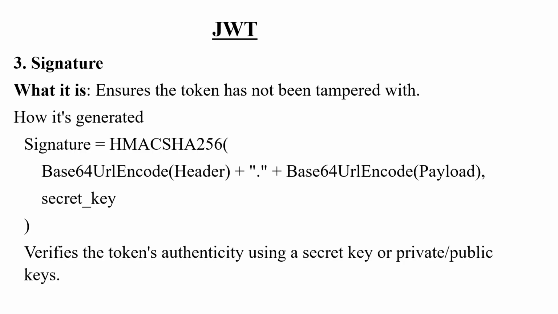Now, what are some of the security considerations for secret key? Number one, keep it private. If someone gets access to the secret key, they can forge valid JWTs. The other one is use a strong key. A weak secret can be guessed. The other one is it is good to rotate the keys periodically, changing the key over time to reduce the risk of exposure.